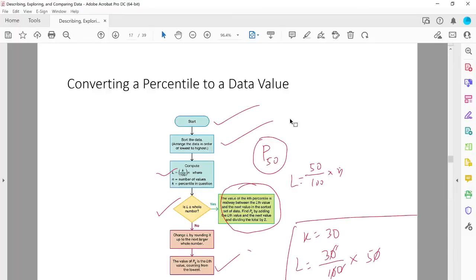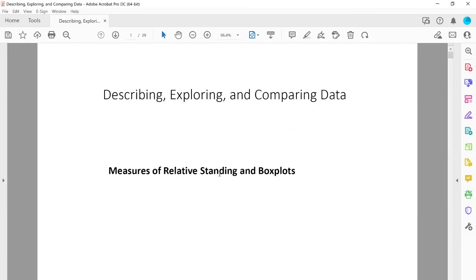So that's our measures of relative standing and box plot.